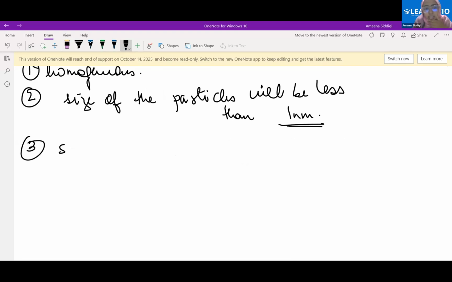The third is the mixture is stable. What do we mean by the mixture is stable? When the mixture is left undisturbed for some time, the different components will not separate out. That is what we mean by stable. Let's say we have mixed properly sugar and water. Proper solution has been prepared, and we have left that for some time. Will the sugar and water separate out into separate components? Yes or no?